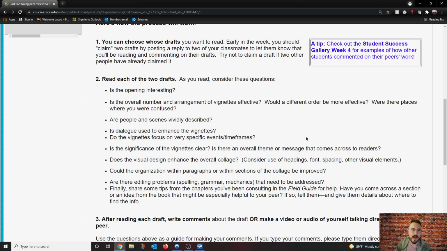You've written things before, you've read things before. You know what makes a good story. You know what is interesting or not. So be honest with your peers, try to give good feedback, and make sure that you are giving them enough to work with.